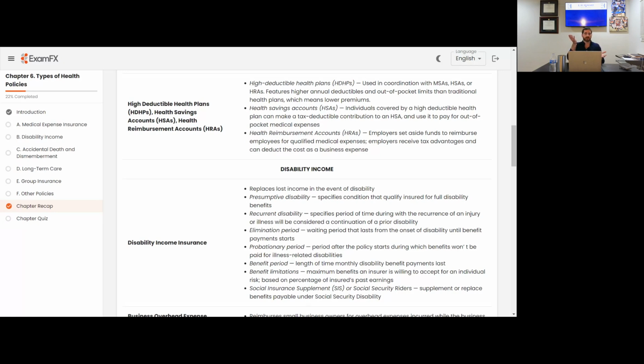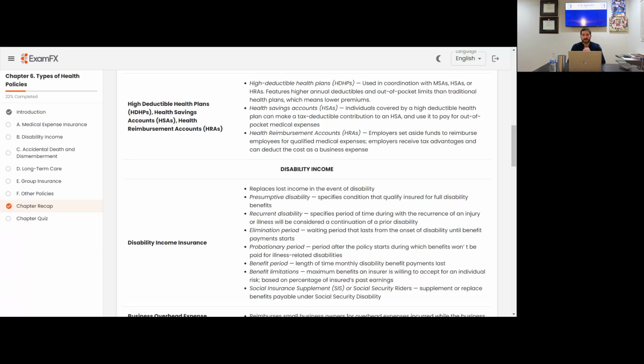you pay, typically you're going to have higher annual deductibles and higher out-of-pocket limits that you're going to have to pay for your medical expenses and your health insurance expenses. So think of it as a lever. Obviously, high deductible plans, you're going to have lower premiums. So understand that. HSAs, health savings accounts.